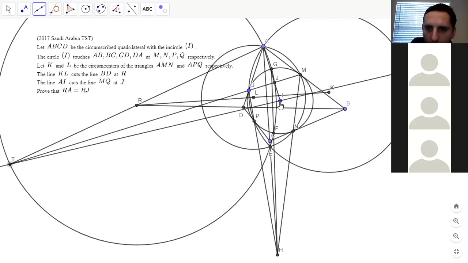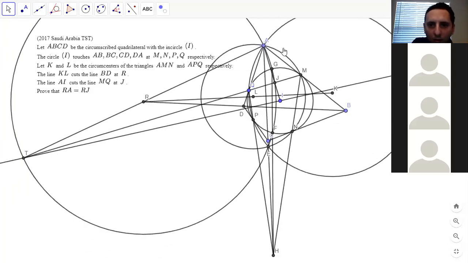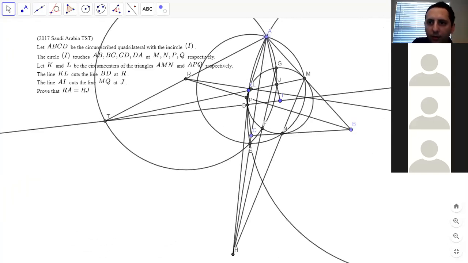I wonder if TI and RK... It's probably a coincidence, but I'm just curious. Yeah, it's a coincidence.